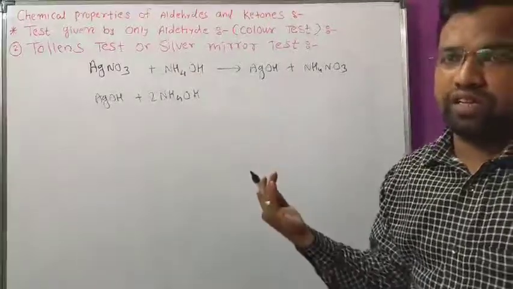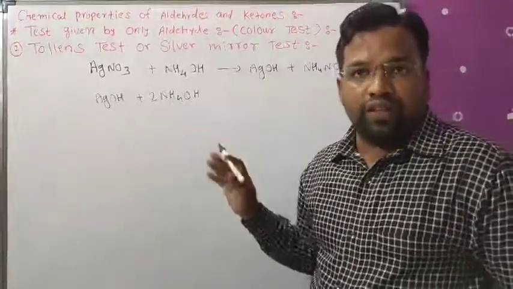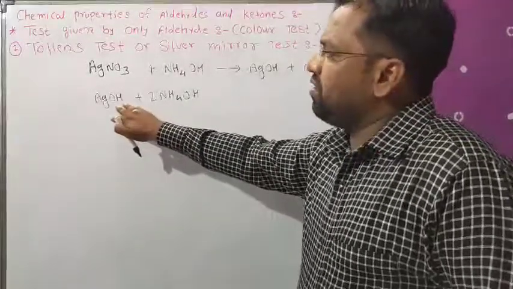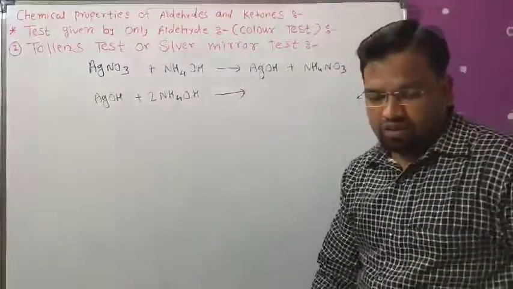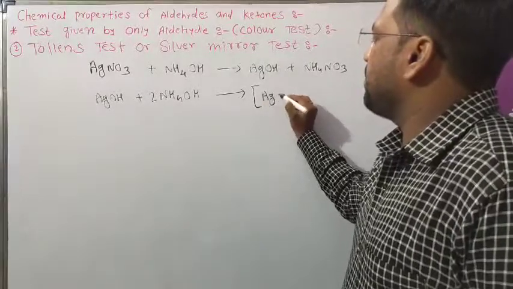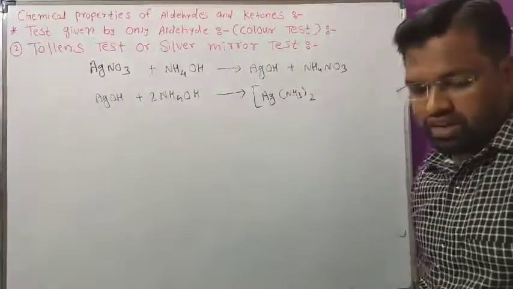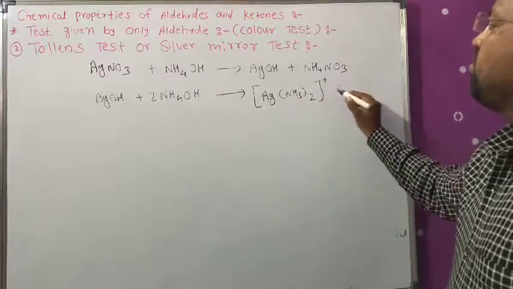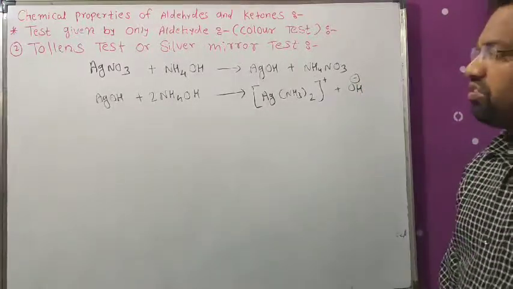So what will you get there? Firstly, that is a brown precipitate, and this brown precipitate is diluted with the ammonium hydroxide. We get the Tollens reagent. Now see here, when silver hydroxide reacts with the aqueous solution of ammonium hydroxide, it gives the Tollens reagent, which can be written like this: Ag(NH3)2 complex plus OH minus ions. Okay, so this is the simple formula of the Tollens reagent.